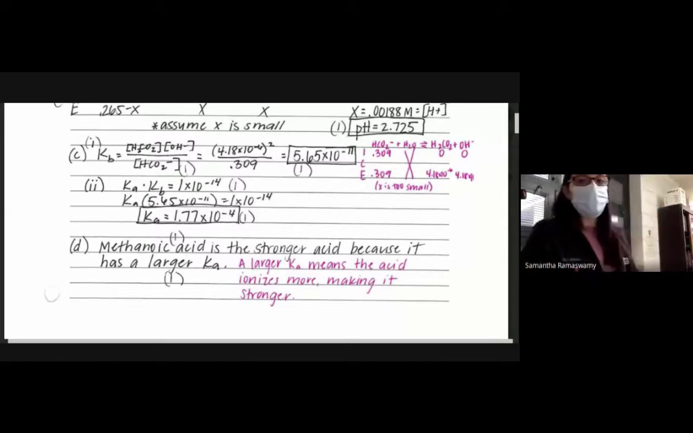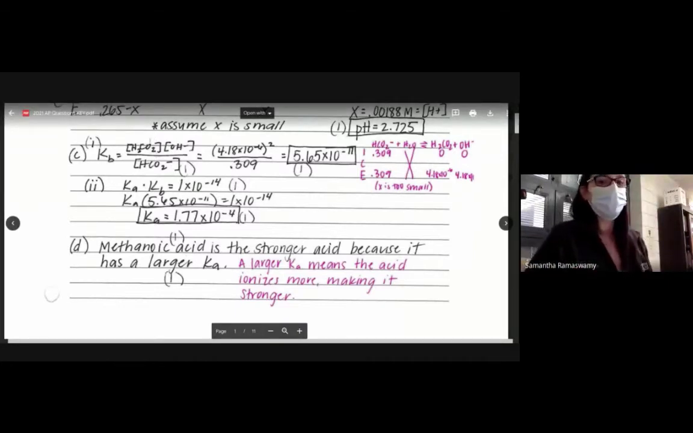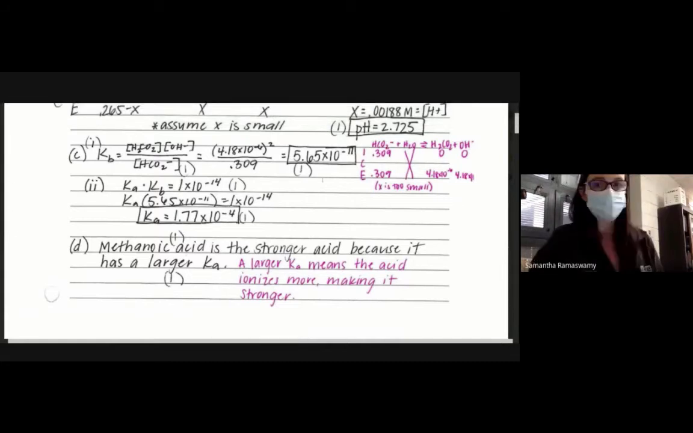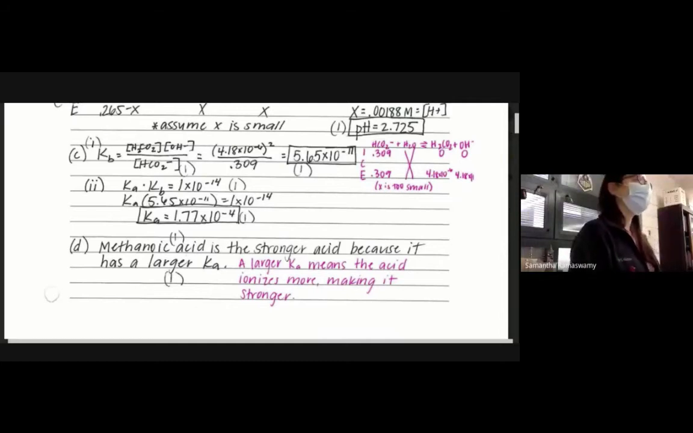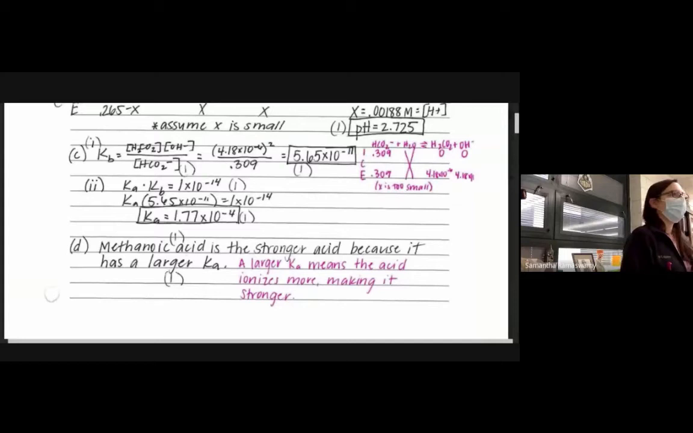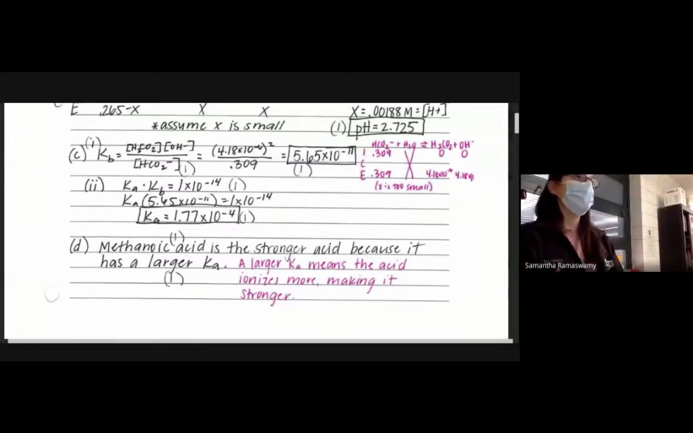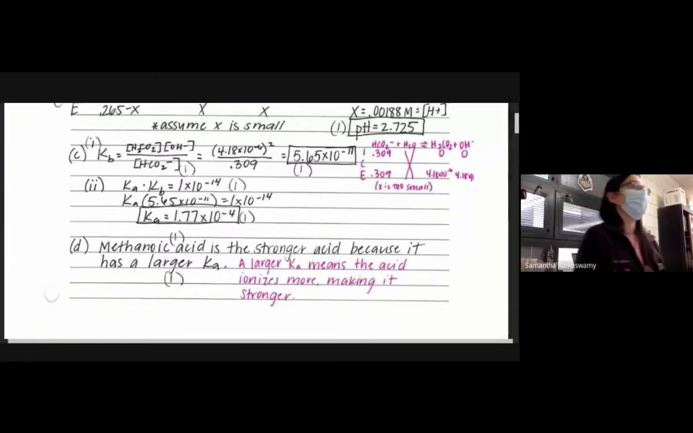When we solve for Kb, products over reactants, don't ever include water, you get 5.65 times 10 to the negative 11. That's Kb. Kb is the base dissociation constant, showing the equilibrium of a weak base.